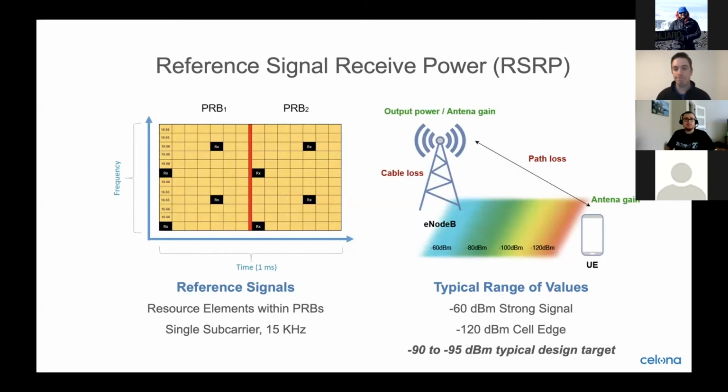That is also very important to understand when we get to SINR and the noise floor on a 15 kilohertz subcarrier. When you're designing a network, you're going to look at a typical range of values for RSRP from negative 60 dBm as a very strong signal, all the way down to negative 120 dBm, which would be the cell edge where the noise floor typically is. And for most capacity-oriented networks, you'll be designing for somewhere between negative 90 to negative 95 dBm as a typical design target throughout an environment. This may vary depending on the project specifics and requirements, however.